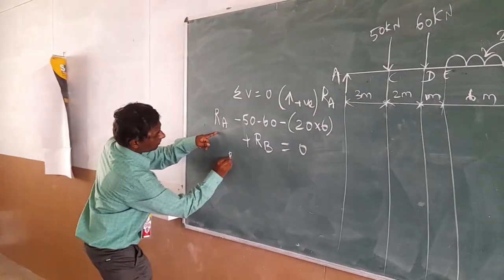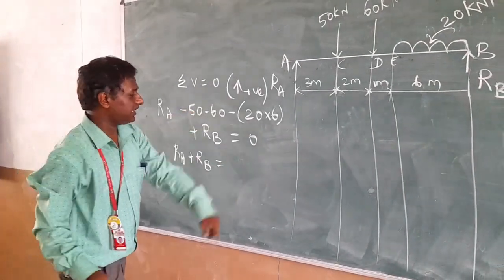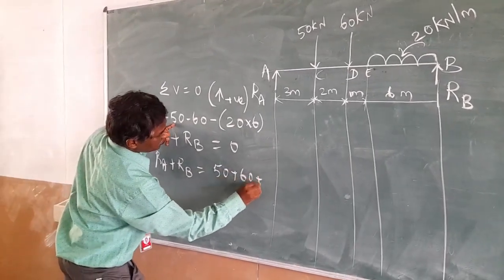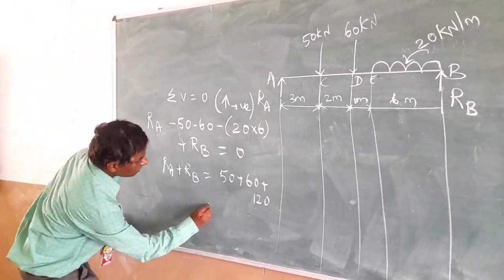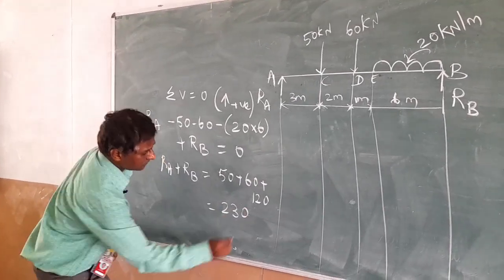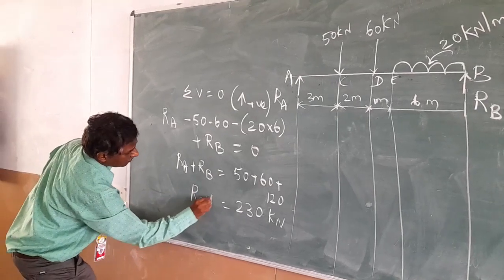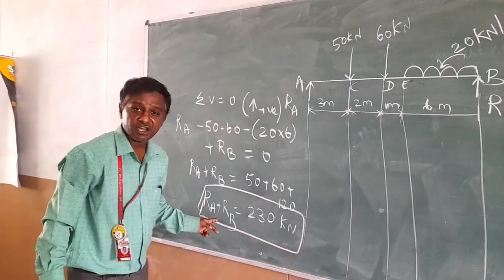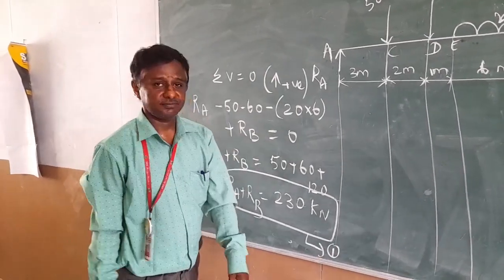So we have RA plus RB. Just shift all the values to the right hand side: 50 plus 60 plus 120, totally 230 kN. So RA plus RB equals 230 kN. Let's take this as equation 1. If we find either RA or RB, we can find the other one.